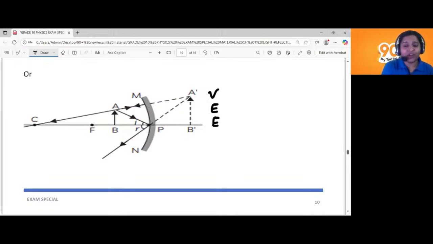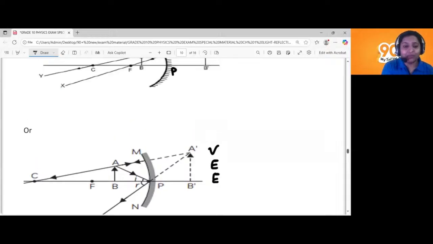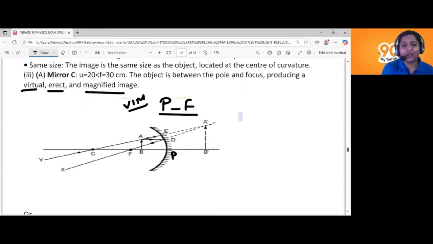But don't forget to study the ray diagram for the image formation when you keep an object between the pole and the focus. Any one diagram is enough. I think this one is better, and this one is common in most of the textbooks.